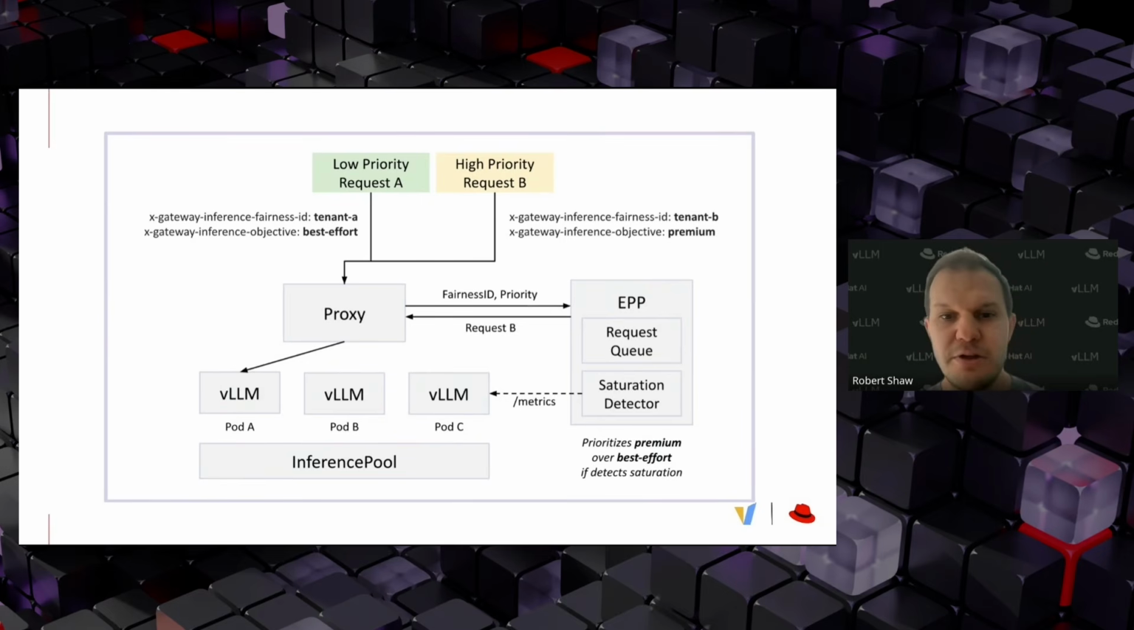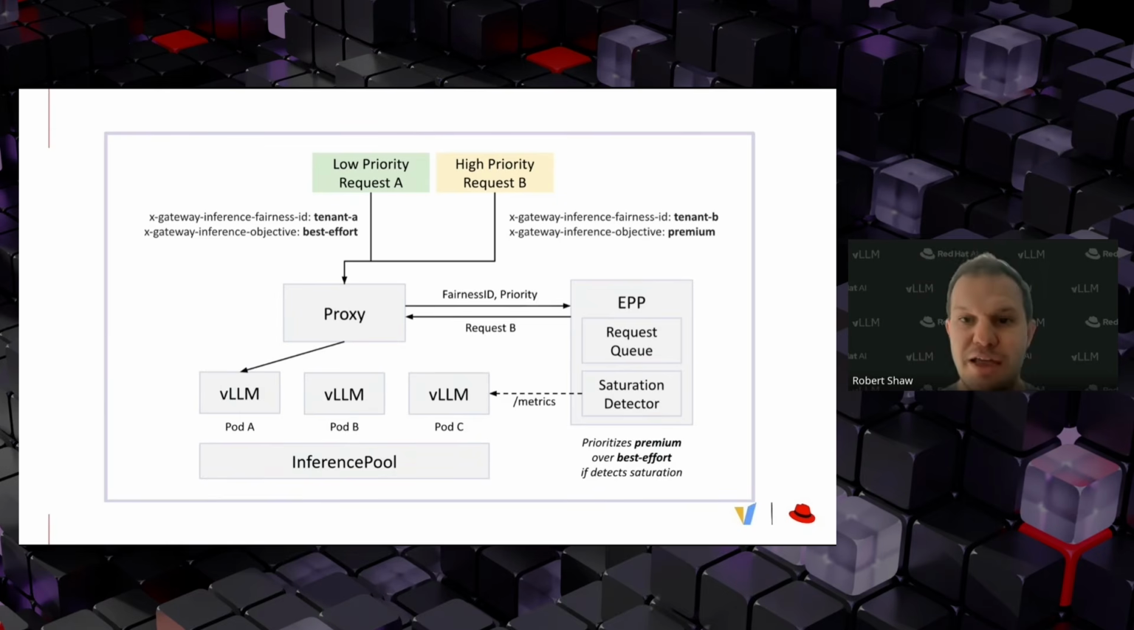In particular, there's a saturation detector, which can be configured to determine when the vLLM pods are oversaturated. And then requests will start to queue in the EPP. We call this feature flow control. And what this enables is for you to offer different quality of service to different users.